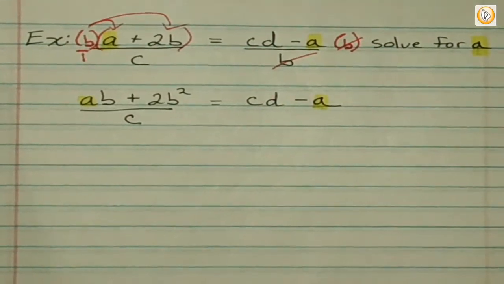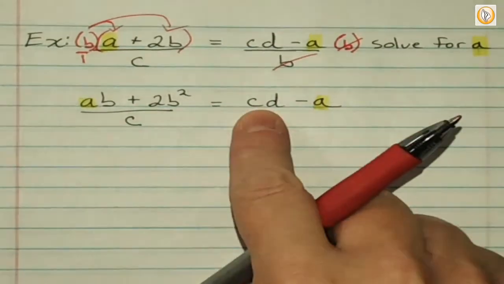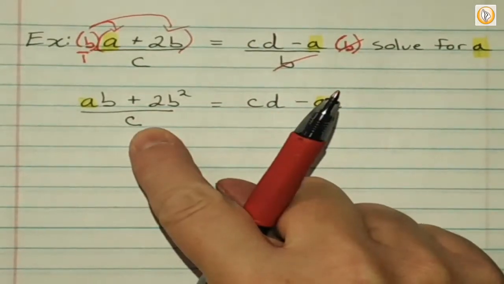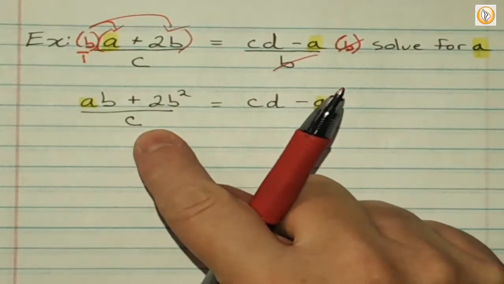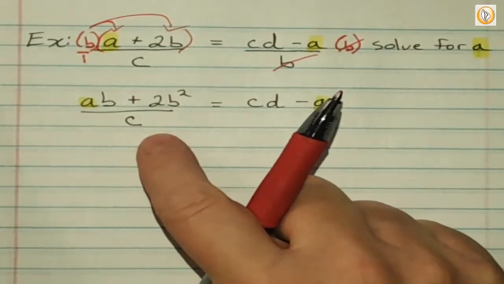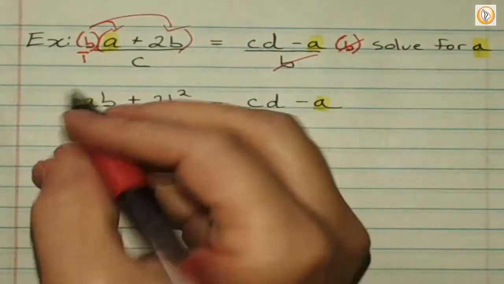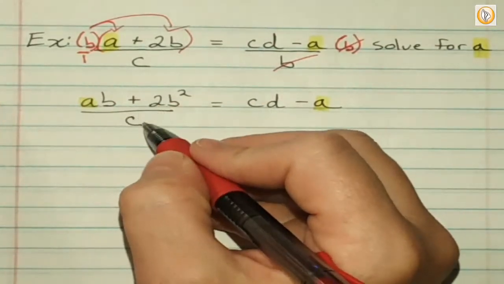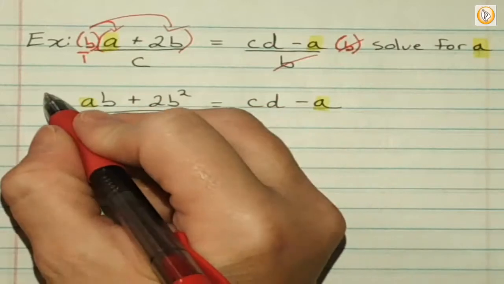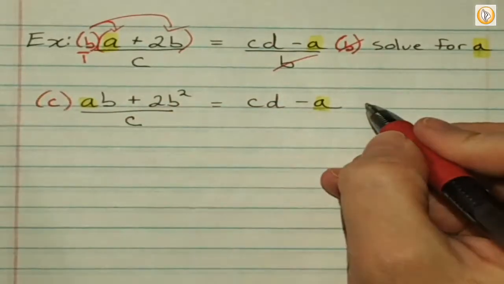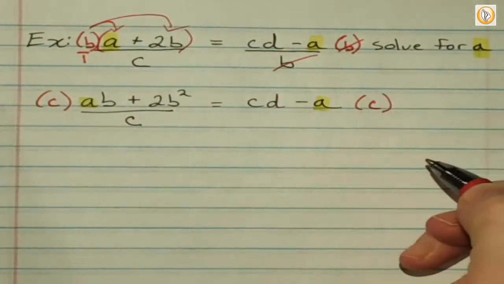All right, Emily, what do I do now? What do I need to get rid of? The C. Which one? This one or this one? That's right, the one on the bottom, again because we want to get rid of the denominators. So I'm going, oh, and it's dividing, so what do I need to do? We're going to multiply C on both sides.